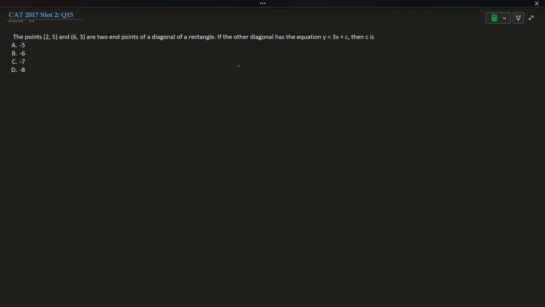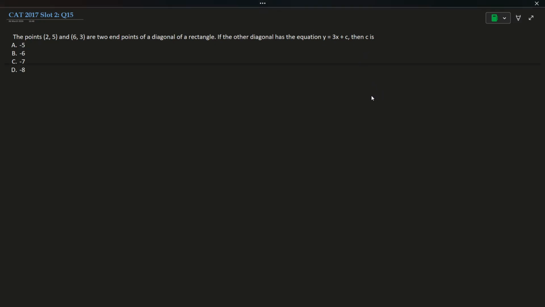So let's start the first question. The points (2, 5) and (6, 3) are two endpoints of a diagonal of a rectangle. The other diagonal has the equation y = 3x + c. Then what is the value of c? Okay guys, this is a very simple question.